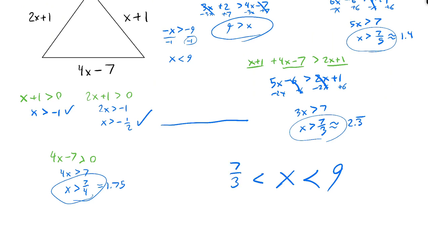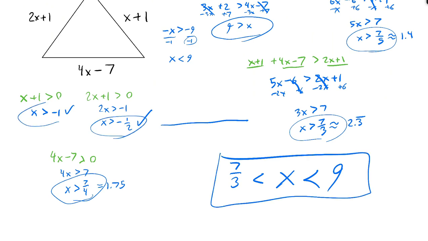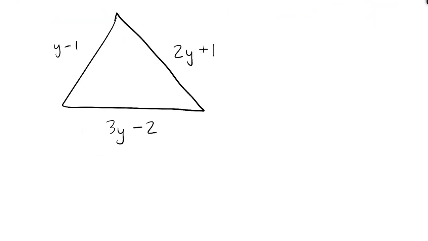So that's our final most restricted result. Among all of these 6 inequalities, the only region where all 6 are true is between 7/3 and 9. So I'll do one more problem like that, and then I'm going to prove the triangle inequality theorem, and that's it. All right, let's do one more problem like that.